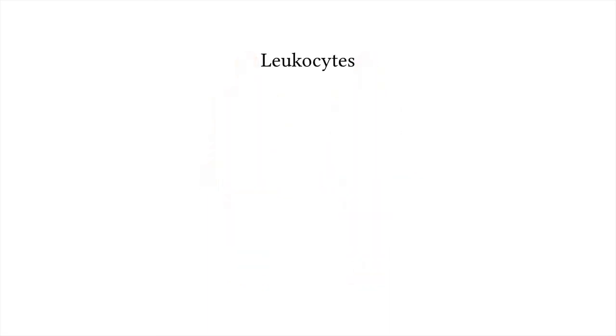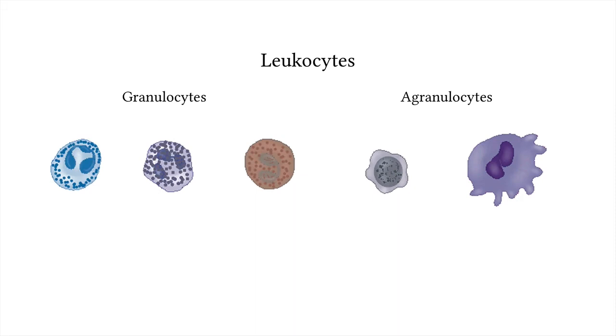There are actually 5 different types of white blood cells, each with a different job. Leukocytes can be divided into 2 classes, granulocytes and agranulocytes. Now, under normal circumstances, white blood cells appear clear. They only look colored like this when they have been stained and looked at under a microscope.